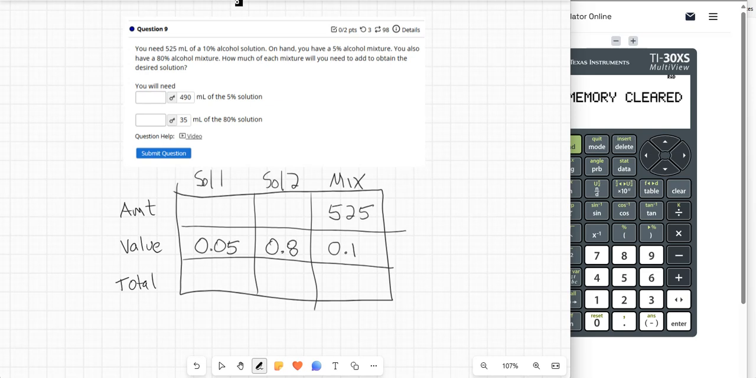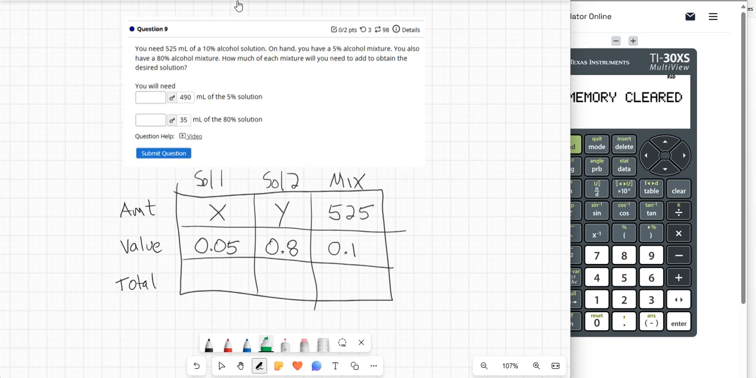So we have the values of the three things I'm using, the mixture and the two solutions, and we have the amount of the mixture. And the question is, how much of each solution will you need to add? All right, so I want to call this maybe x and this y. Now here comes the power of this situation.